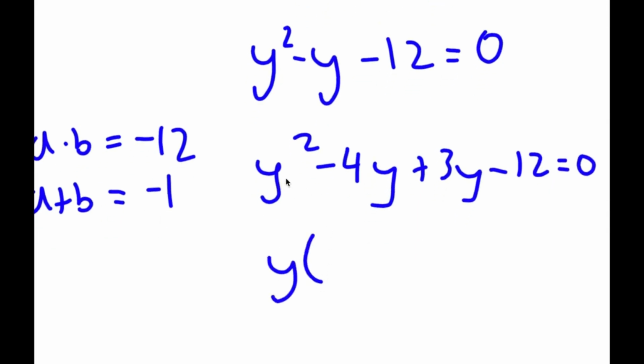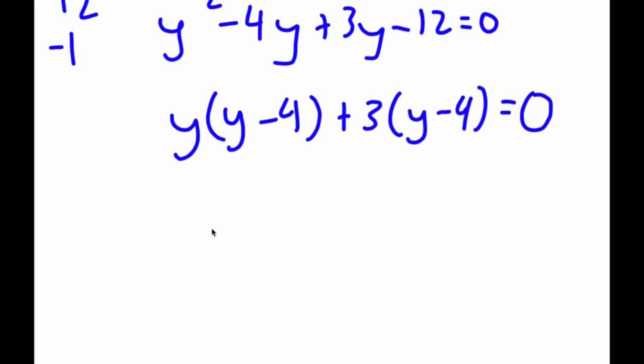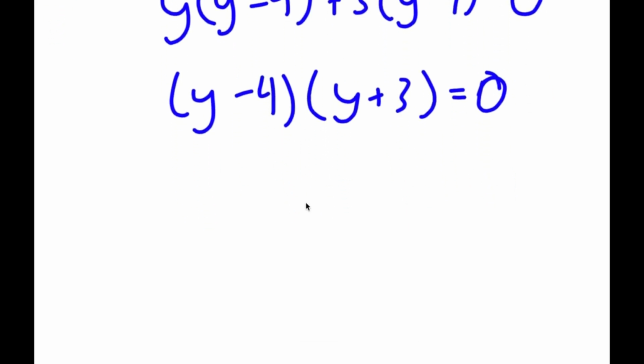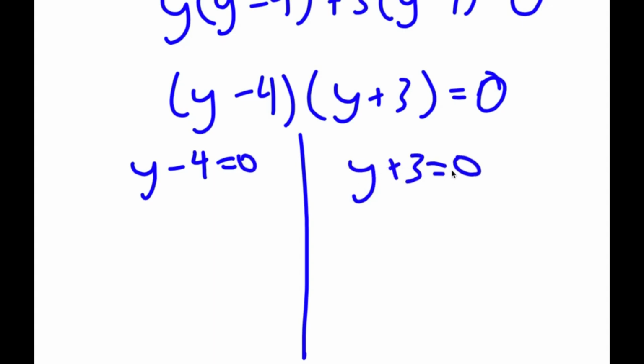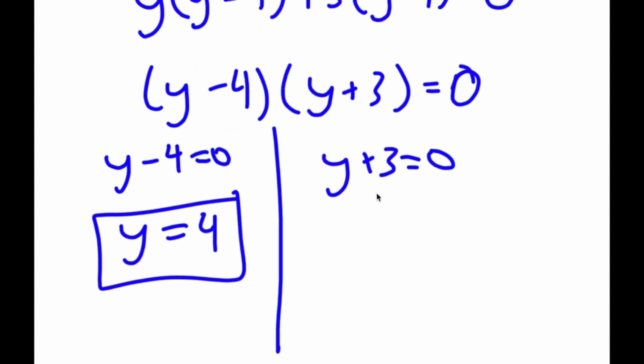Now if I factor out y from y squared minus 4y, I get y times y minus 4, plus the greatest common factor of 3y minus 12 is 3, so I get 3 times y minus 4 is equal to 0. Now I'm going to factor out y minus 4. So I get y minus 4 times y plus 3 is equal to 0. So this gives me two equations. I have y minus 4 is equal to 0, and I have y plus 3 is equal to 0. So for y minus 4 equals 0, I get y is equal to 4. And for y plus 3 equals 0, I get y is equal to negative 3.